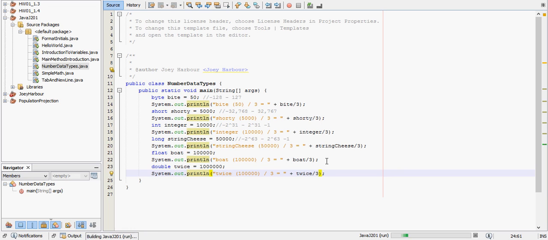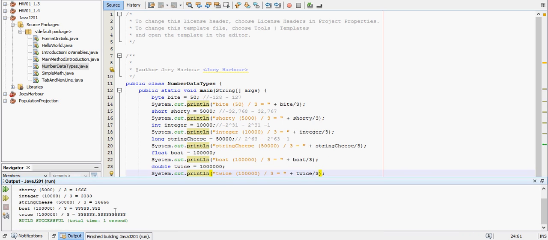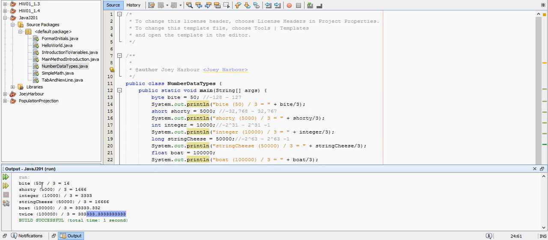So if we run this program, notice the two that are getting the decimal are twice and vote, which are our double and our float. Those each get the decimal. Whenever I did twice, that gets a longer decimal than vote did, because a double is bigger than a float. And none of these up here got a decimal. There should be a decimal in all of them, because 5,000 isn't divisible by 3, 50,000 isn't. None of these are divisible by 3. I picked those on purpose.